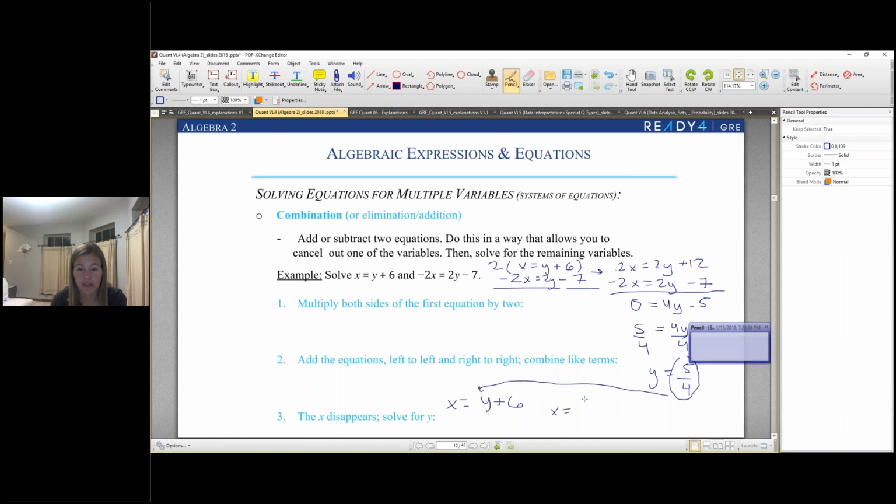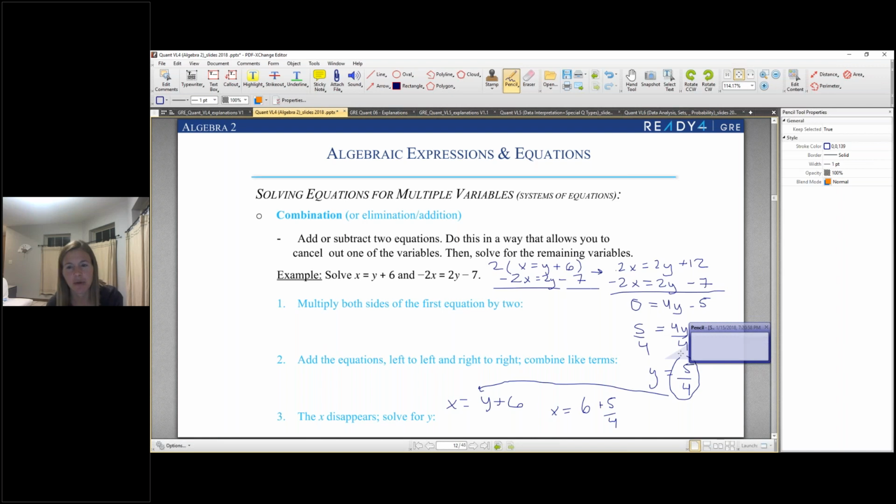X is equal to 6 plus 5/4. That's your answer. Okay, so this is the elimination or stack and add method. This is kind of weird that it works out as a fraction. Typically, if you're doing the problem right, they'll make it work out evenly so that you don't get a weird number.